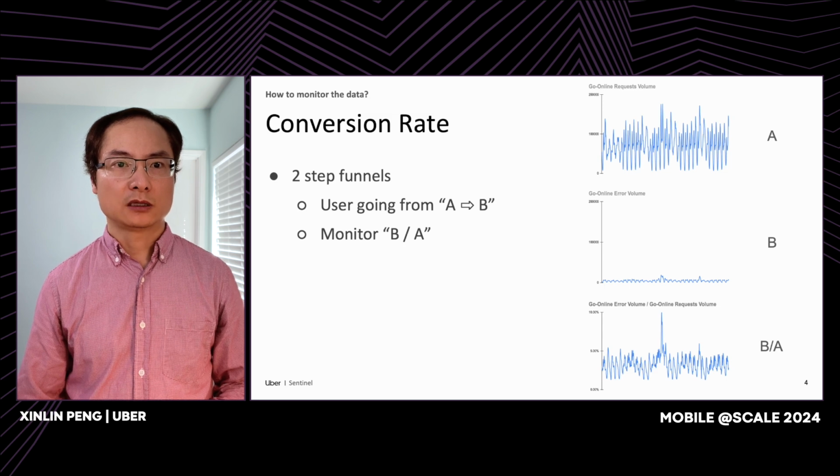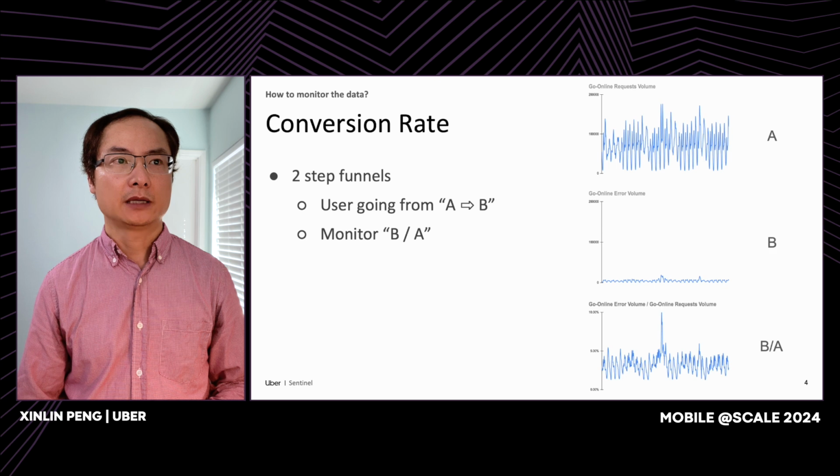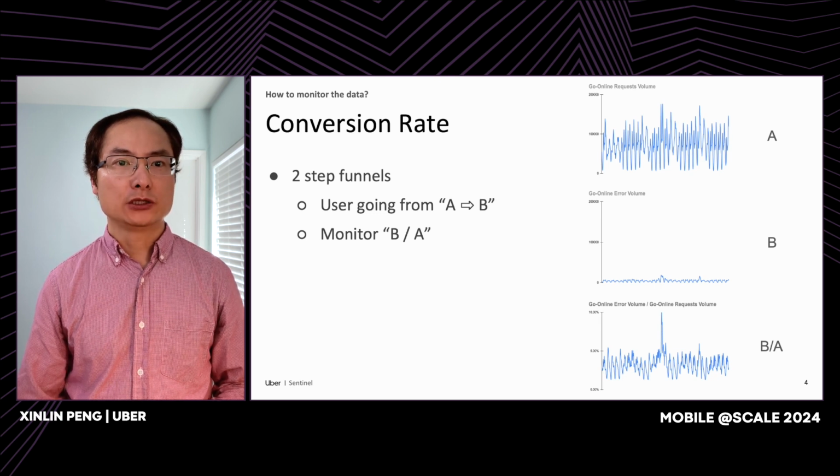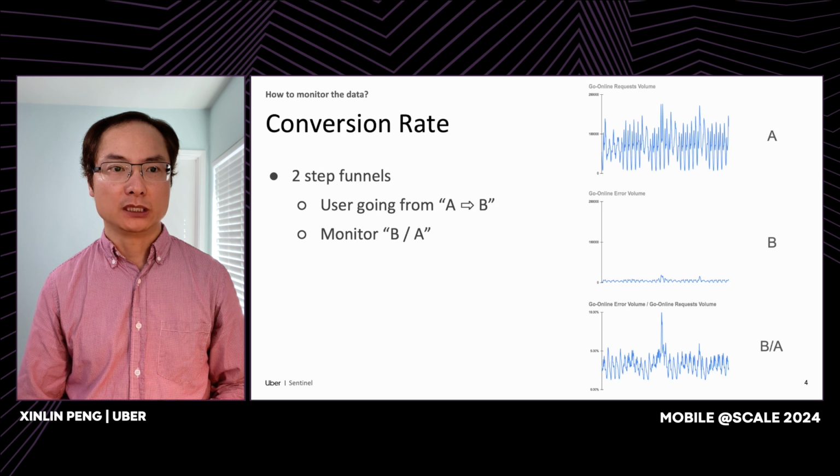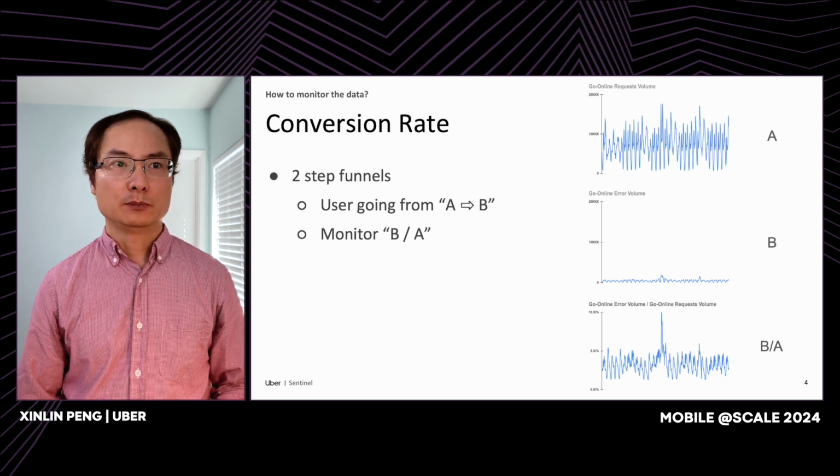This is because the conversion rate can normalize the metric much better than other methods and has stable daily and weekly patterns. In this case, measuring the number of go online failures by the number of go online requests provides a very accurate measure of what is happening. The most common types of conversion rate are error rate and success rate. From the right side, you can see just one example.